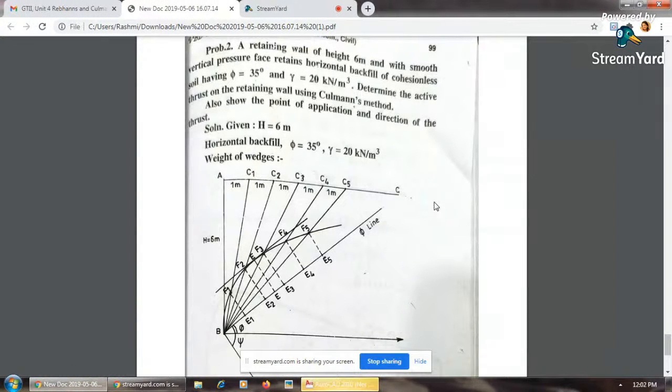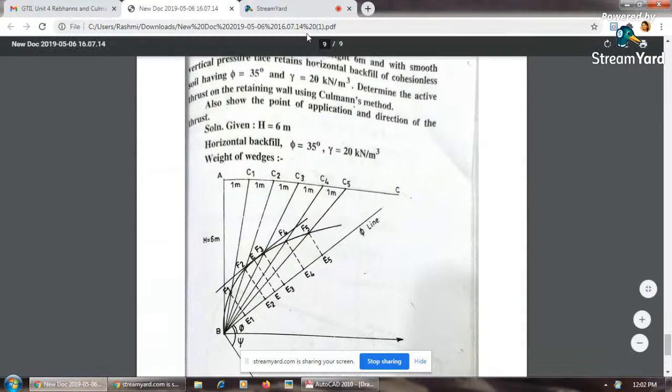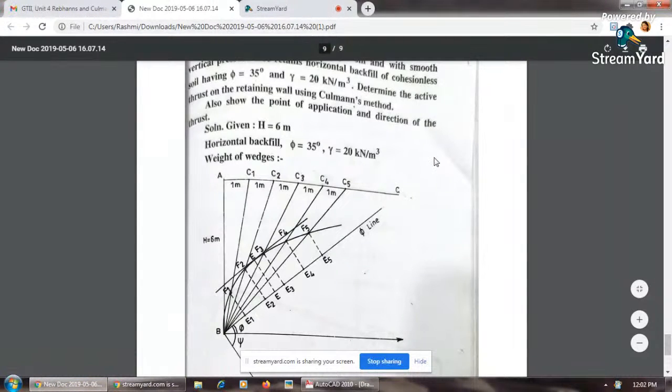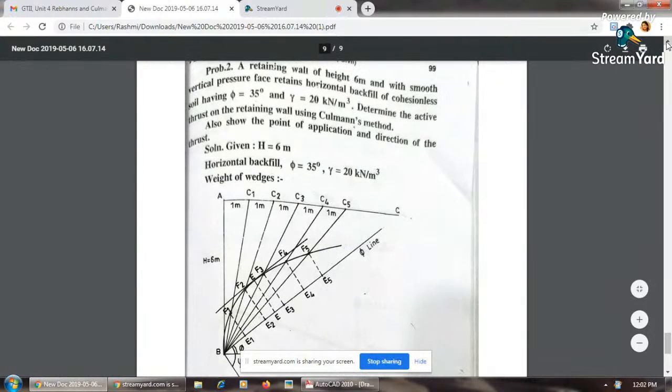Class. We are going to start with Culmann's method today. So Culmann's method we are going to learn today. This is the problem we are going to solve today on AutoCAD. You have to solve it on a simple graph paper, taking it vertical, in a portrait manner.